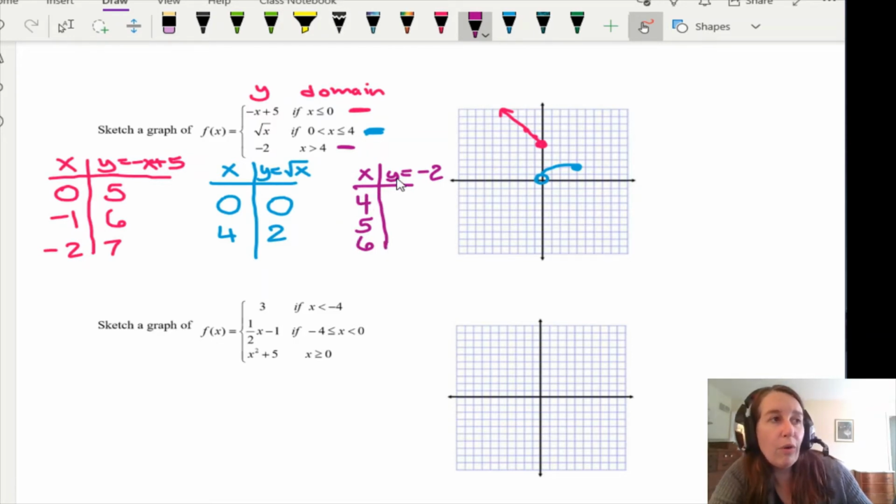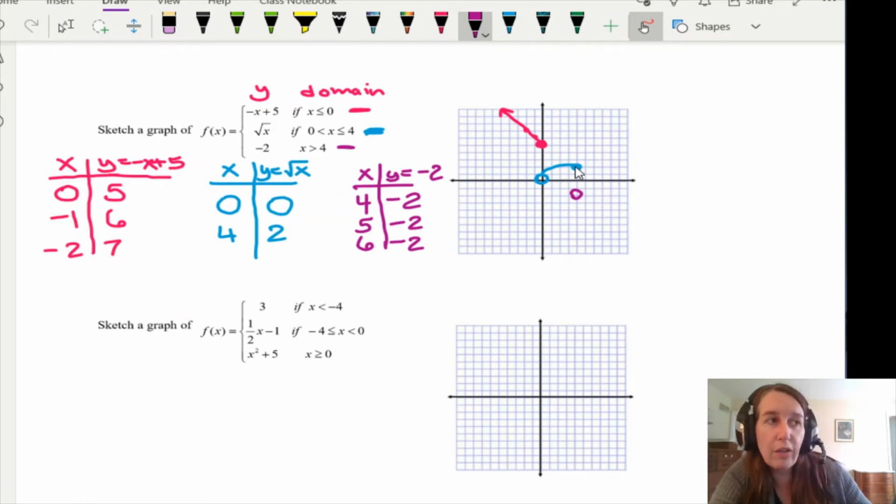When we put in 4 to y equals negative 2, we get negative 2. When we put in 5, we get negative 2. 6, we get negative 2, etc. Okay, so to graph that, we go 4, comma negative 2. And then let's see, it says greater than, so that is an open circle.